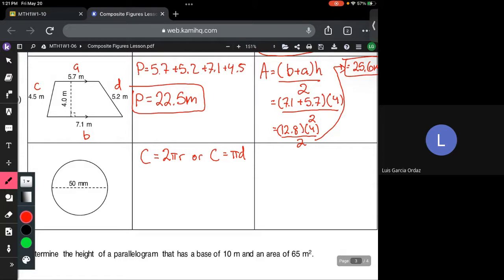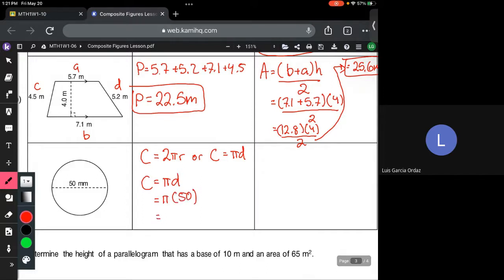So what's the difference between diameter and radius? Sienna? Radius is half of the diameter. So radius just goes halfway. What do we have in this circle? The diameter, because it goes all the way across. So my circumference is going to be pi times d, which is equal to pi times 50.